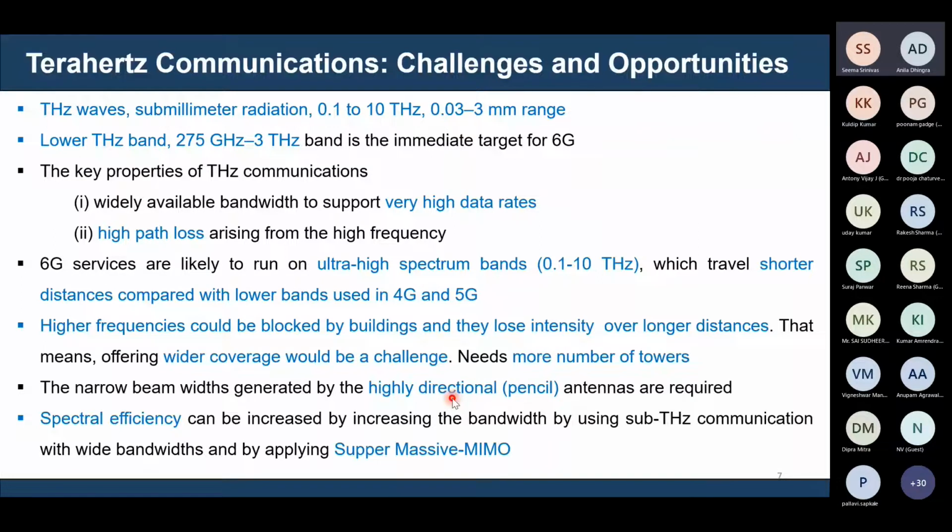Because if we radiate across multiple directions, we will not get the higher gain. If we radiate into a specific direction, we will get the higher data rate to overcome this higher path loss of sixth generation. Higher spectrum efficiency we will achieve definitely through supermassive MIMO. So that is another advantage of sixth generation.